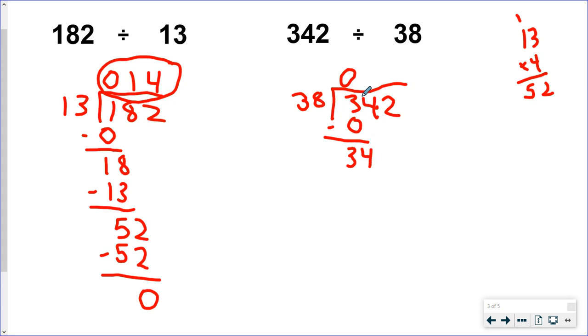It's still too small. So in this particular situation, I'm going to put yet another 0. So 0 times 38 is still 0. Okay, so I subtract that and I get 34. All right, now I have to bring the other 2 down. Now I have to figure out how many times 38 can go into 342.